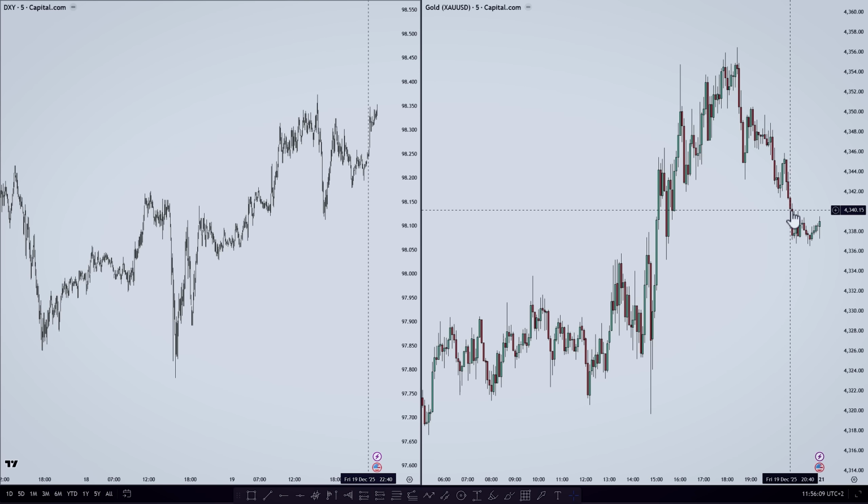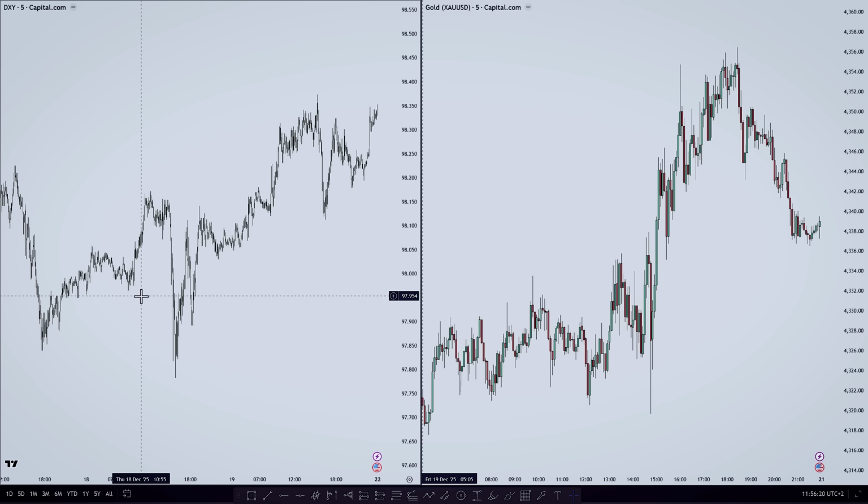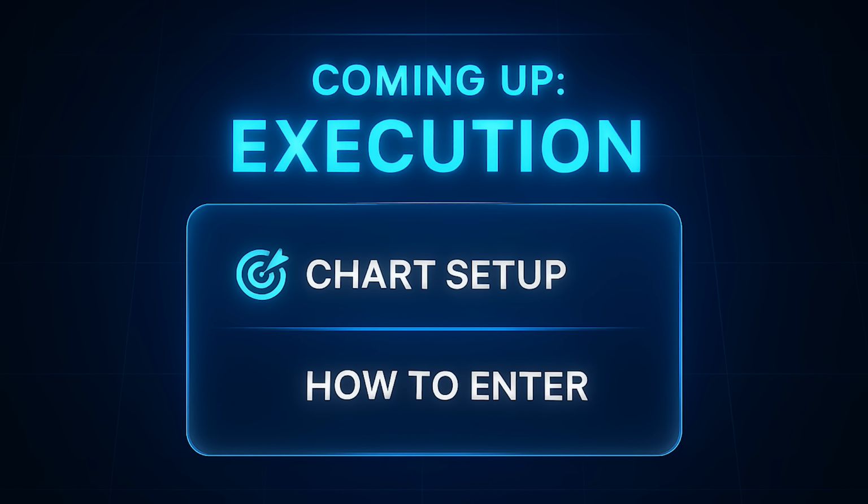Here's my gold trading strategy in one sentence. When the dollar index breaks down, I buy gold. When dollar index breaks up, I sell gold. That's it. Everything else is execution. Let me show you exactly how I set my charts up.